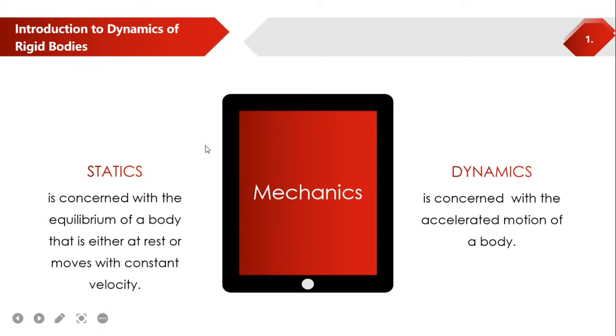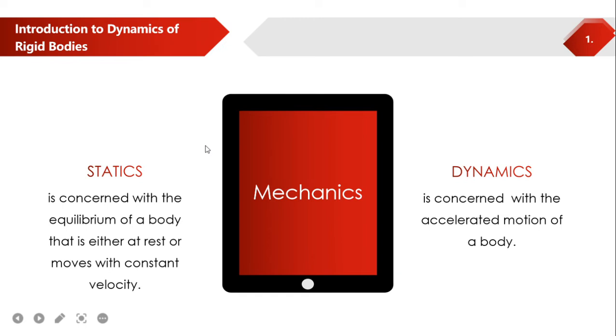Statics is concerned with the equilibrium of a body that is either at rest or moves with constant velocity. So when we say static, it is at rest or its velocity is always constant. And dynamics is concerned with the accelerated motion of a body. So in dynamics everything is moving, and we are going to analyze that. Our concern is all about the accelerated motion of a body.